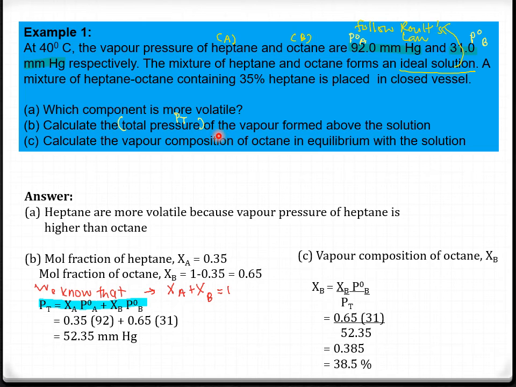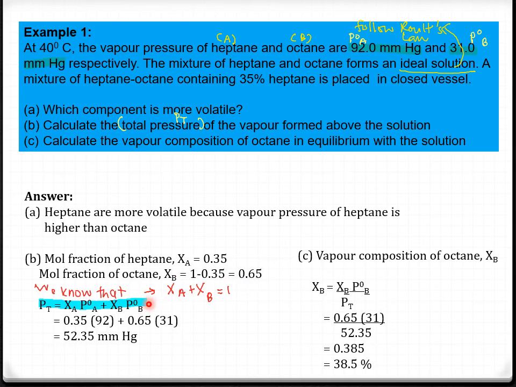Question B asks to calculate the total pressure of the vapor formed above the solution. So the question asks for P total. We need to find the mole fraction of heptane and the mole fraction of octane. The mole fraction of heptane is equal to 0.35. How do you know it is 0.35? It is 35% heptane from the question, so 35 over 100, you will get 0.35. And we know that the mole fraction of A plus the mole fraction of B is equal to 1. So we can find the mole fraction of octane. It is 1 minus 0.35, so it is 0.65.